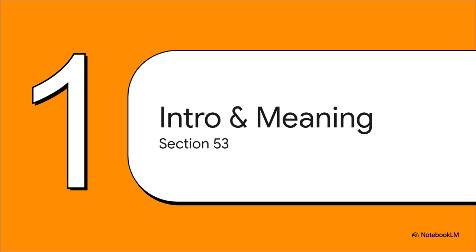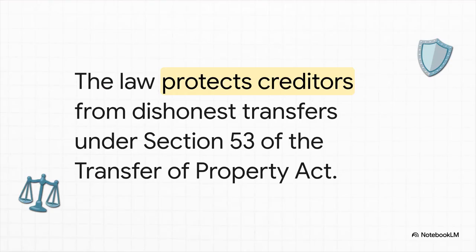Heading number 1. Introduction and meaning. When you write this on your exam booklet, I remind you to strictly underline your main headings. You must signal to the evaluator exactly where your analysis begins. Read what's on the board. The law protects creditors from dishonest transfers made to defeat their rights, dealt with under Section 53 of the Transfer of Property Act 1882. Now, why do we start like this? Because citing the specific statute and instantly hitting the examiner with Section 53 immediately establishes your competence. It proves you aren't just waffling, right? You know the exact statutory provision governing the protection of creditors against dishonest debtors.